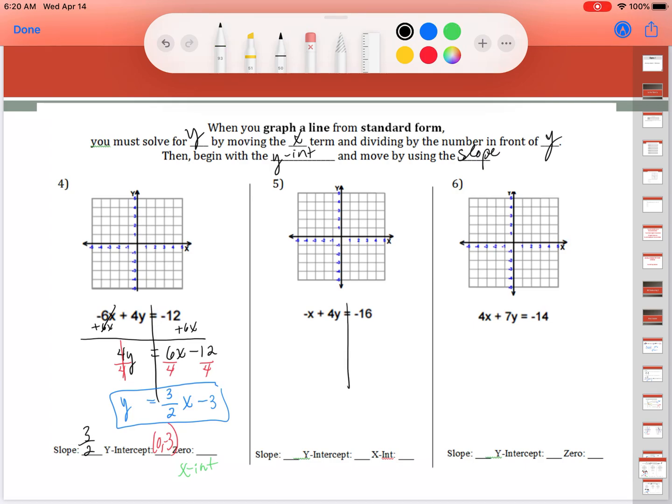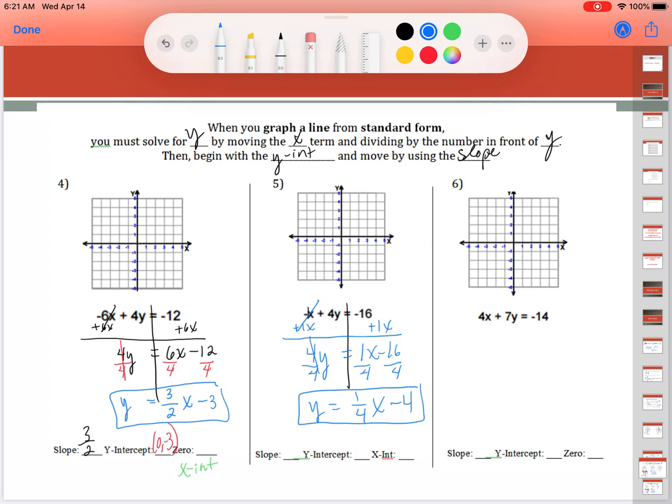Try number 2. Solve for y. Anytime there's no number, I like to put a 1 in front. So it's like saying negative 1x. So I'm going to add 1x and add 1x. Then I get y by itself by dividing. That leaves me with y equals 1 over 4 x. 16 divided by 4 is minus 4. I moved the x by adding the 1x, and then I divide by 4. Easy.